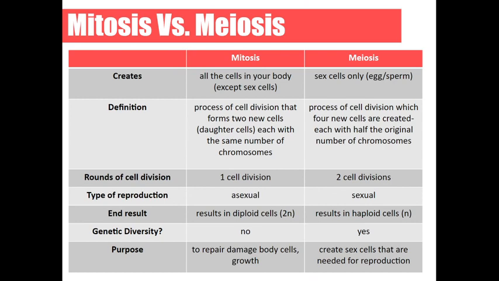So mitosis will have no genetic diversity, while meiosis does, because it has the introduction of paternal and maternal cells. Now, the purpose of mitosis is to repair the damaged body cells through growth, while the purpose of meiosis is to create sex cells that are needed for reproduction.